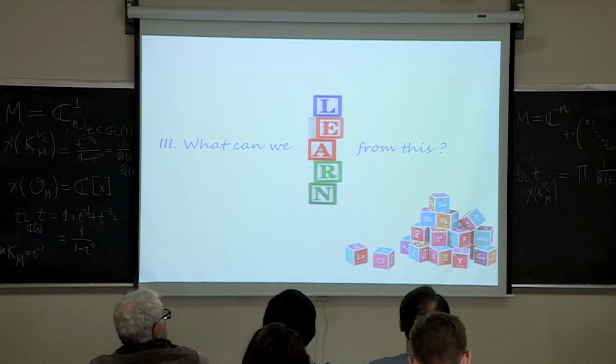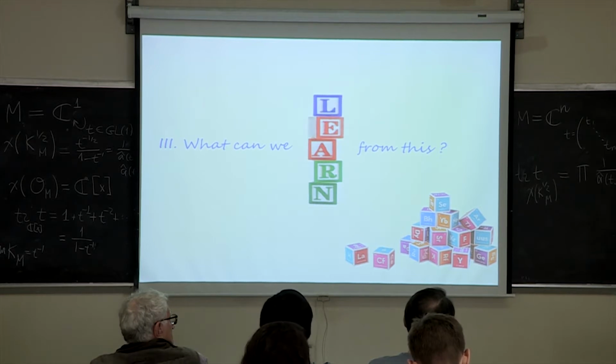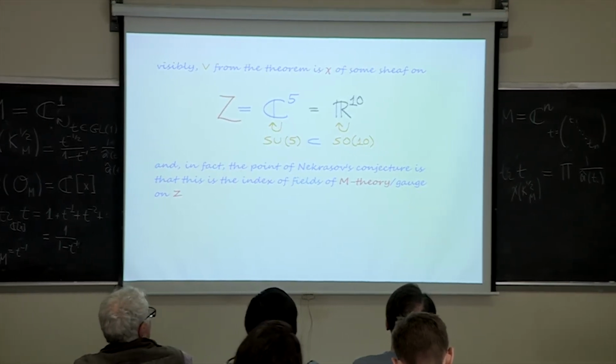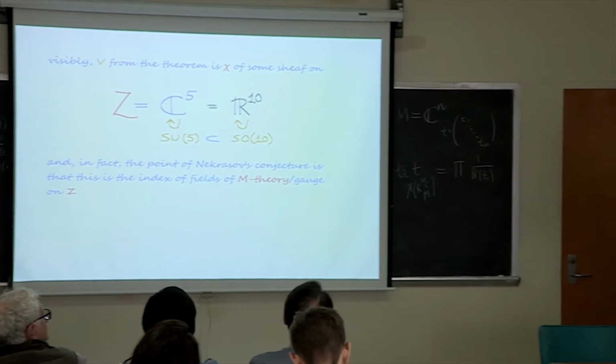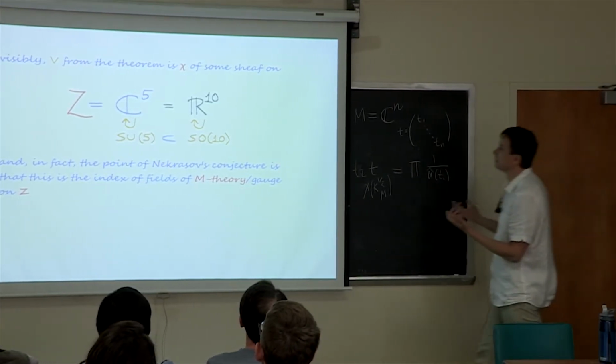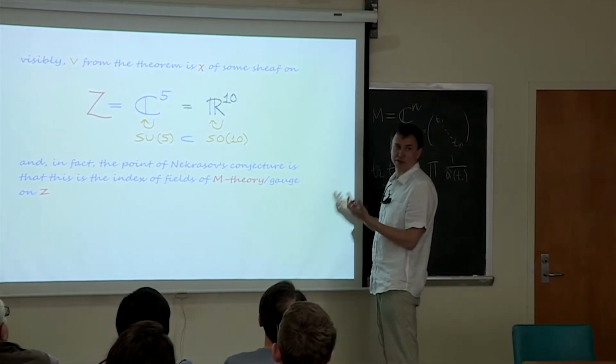And now we start a new lecture. Any questions about what I said so far? All right. And I already gave you an example. It's visible that this is a character of something on C5.